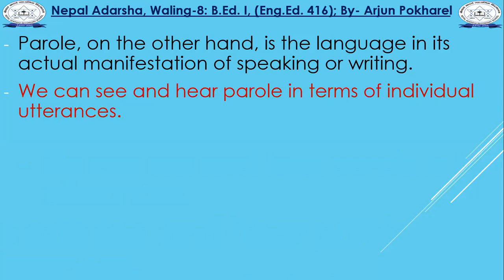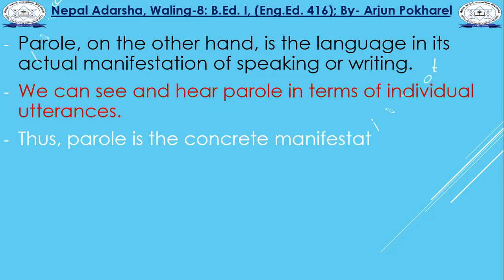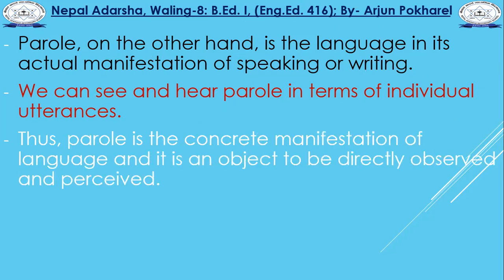Utterances mean the spoken sentences. By parole we can see and hear the individual utterances. Thus parole is the concrete manifestation of language, and it is an object to be directly observed and perceived. We can directly see, directly hear, and directly observe parole. That's why it is the concrete manifestation of language. It is concrete, not abstract. It is clearly seen. It is clearly visible.